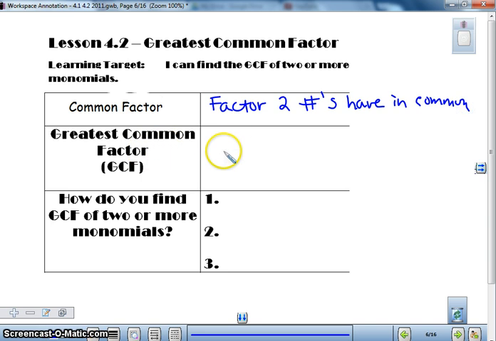What is the greatest common factor? It is the largest factor that is common to both. We're going to do some examples in just a minute to help you out. Sometimes there might be three numbers, or both numbers or both monomials.